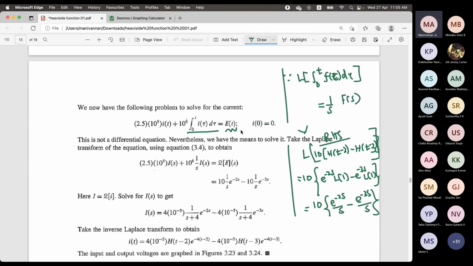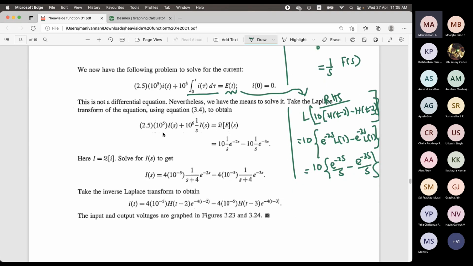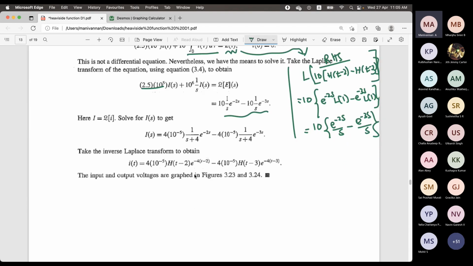Okay. So with this, we are solving this. The left hand side is very simple, collecting the I of s terms separately. It is 2.5 into 10 to the power minus 5 s, and then 10 to the power 6. With those numbers, we are going to use the partial fractions idea, with 1 divided by s plus 4, then taking the L inverse for this part.